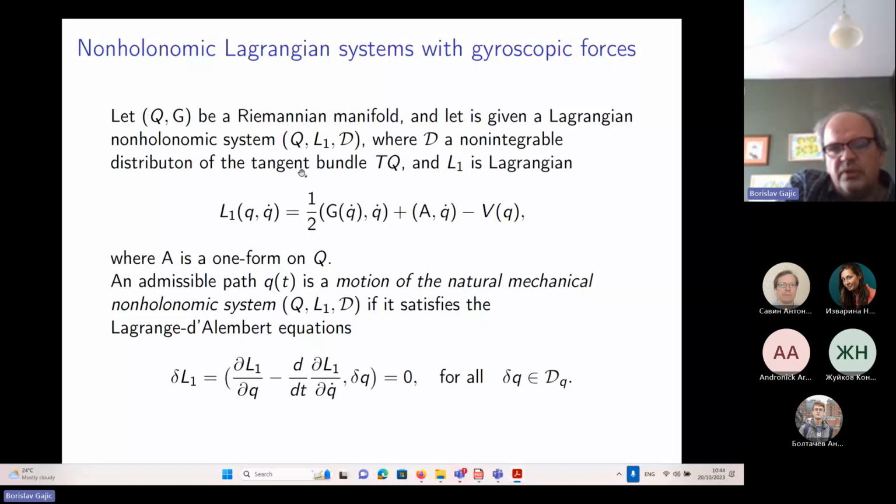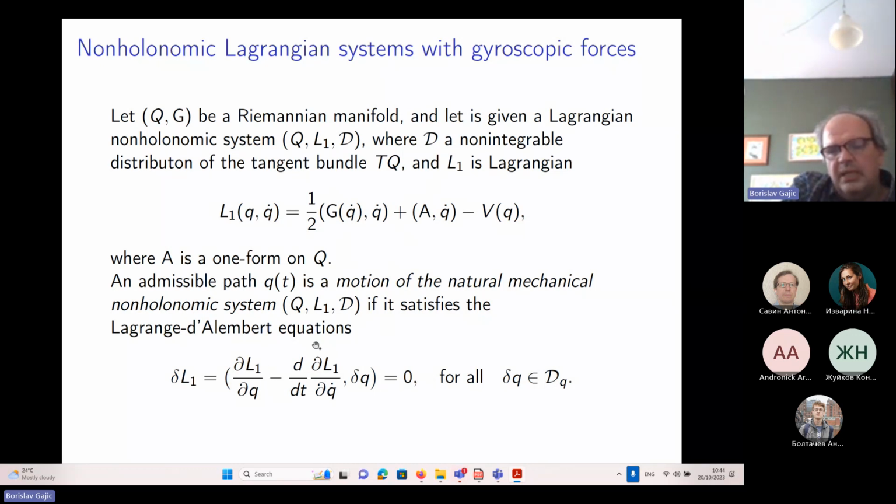It is usual that a Lagrangian system is kinetic minus potential energy, but let us suppose that we have a Lagrangian L1. In addition, we have a term linear in velocities, so A is simply a one-form on Q. We will say that the equation of motion of this system can be given by using the Lagrange-D'Alembert equations.